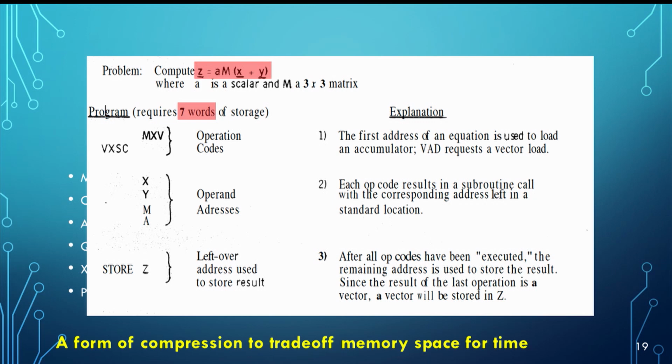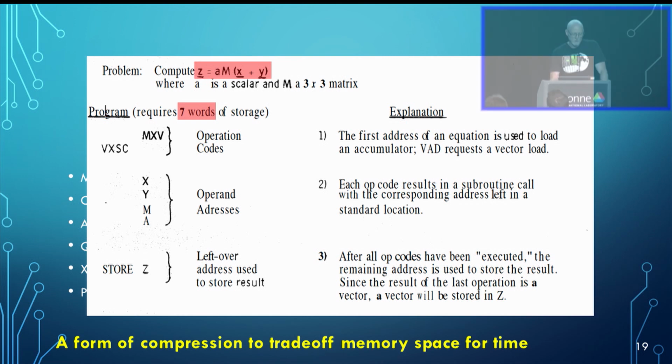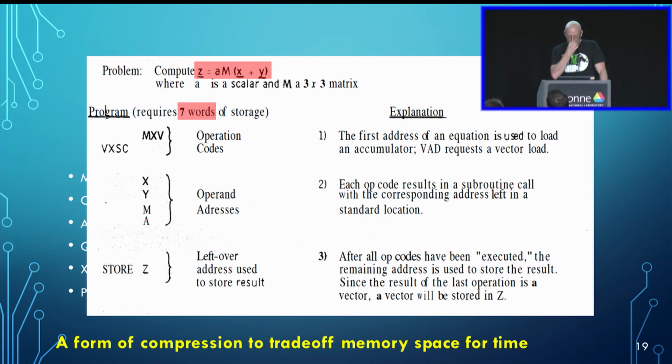Real quickly, this is to demonstrate how efficient the interpretive language was on the AGC to perform this matrix calculation. This is a vector z equals a scalar a times a matrix m times the sum of 2 additional vectors. And to perform that calculation took 7 words of fixed storage on the AGC using the interpreter language.